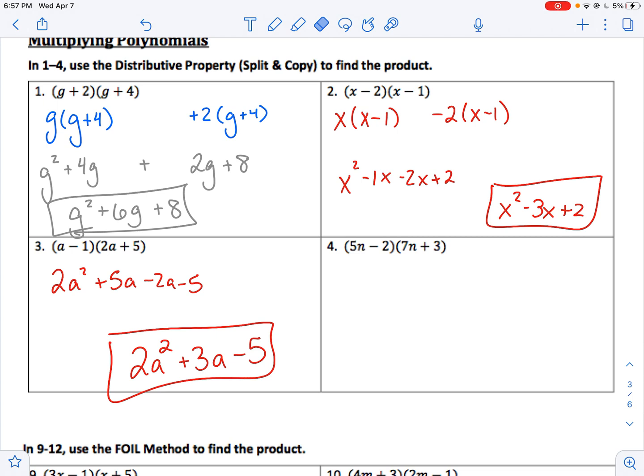I'll have an area method video coming out in just a few minutes, so keep an eye out for that one. And that's another good one to watch, especially multiplying binomials times trinomials, something that FOIL typically can't do very well.